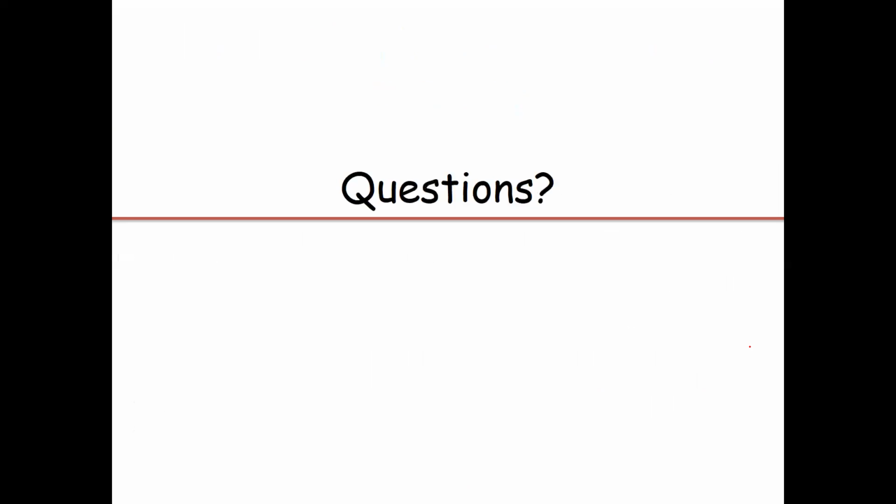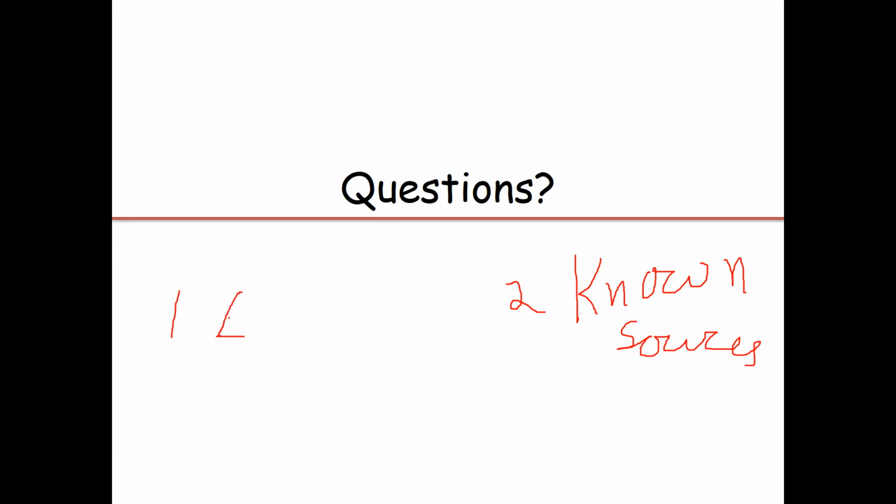That is the end of this presentation. And in the next chapter, we will consider analysis of variance, two-way ANOVA. In two-way ANOVA, we have two known sources of variation and one unknown source, which is referred to as error. So one error and two known sources.